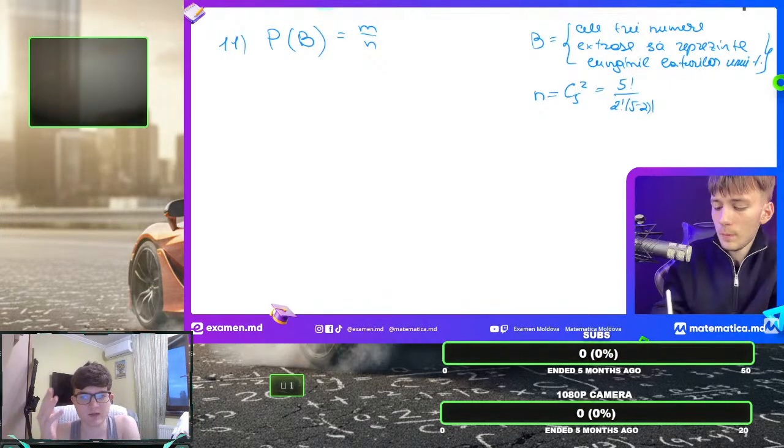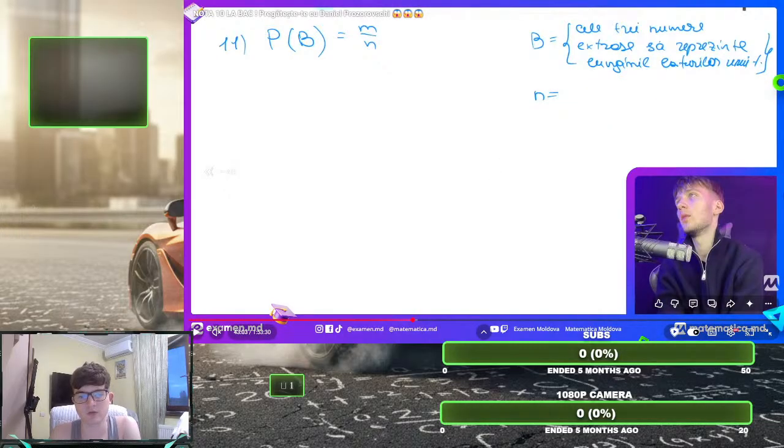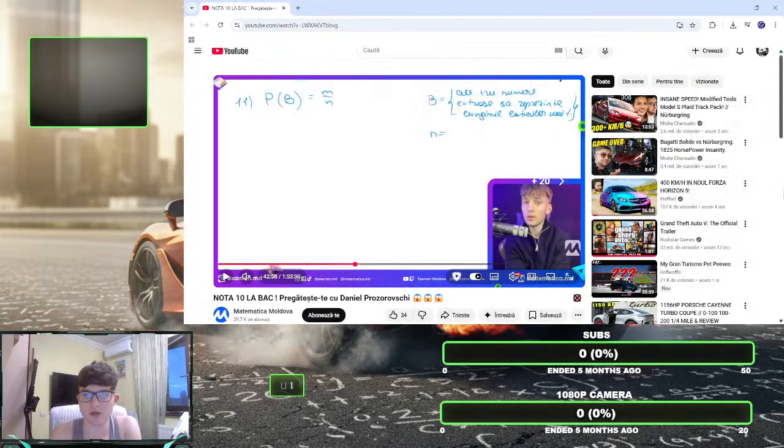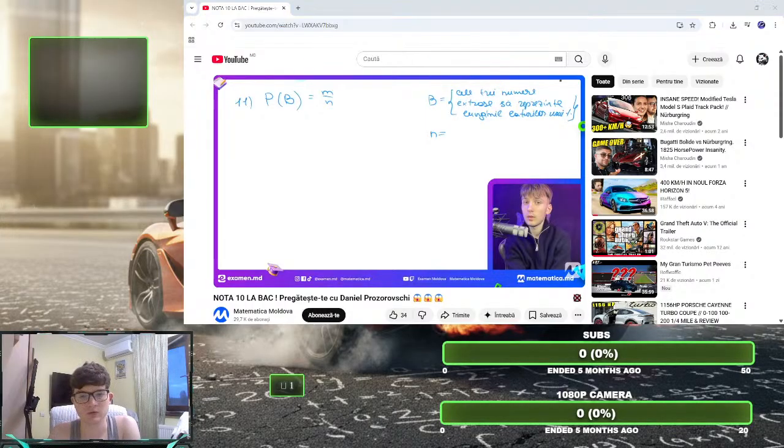And that does make sense. Why? Because I mean the 5 makes sense. There are 5 numbers in total, but why 2? Because I'm taking 3 numbers, don't I? Let me see the condition. Go back a bit. And 3 elements are being extracted. So why that? God damn it, I gotta understand again. BRB screen.